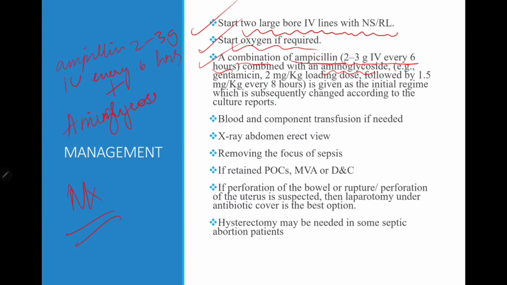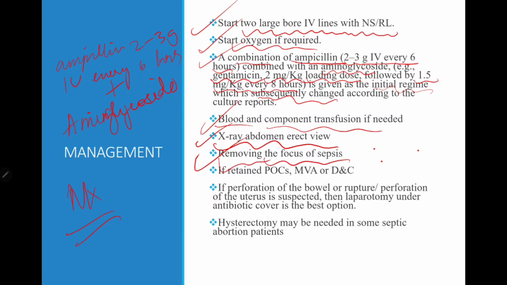These aminoglycosides, for example gentamicin, 2 mg per kg loading dose followed by 1.5 mg per kg every 8 hours, is going to be given as the initial regime, which is subsequently changed according to culture reports. So initially an ampicillin with aminoglycoside combination is given. Then blood and component transfusion if needed. X-ray of abdomen erect view is needed. And removing the focus of sepsis.